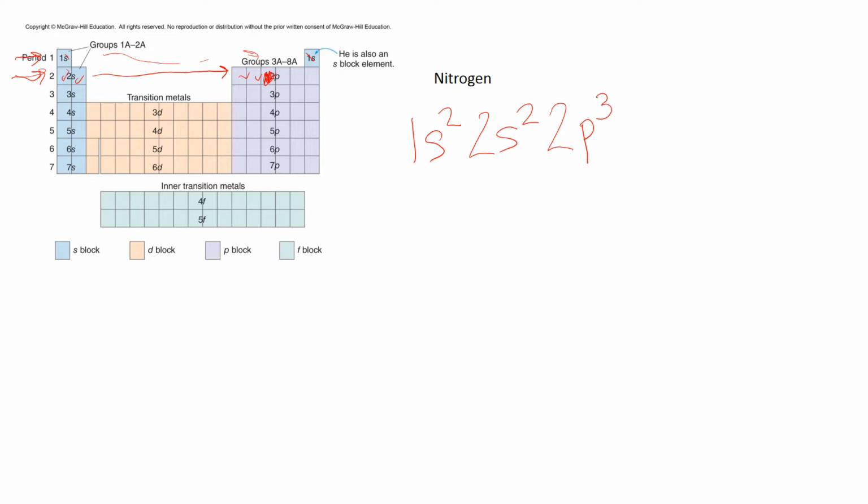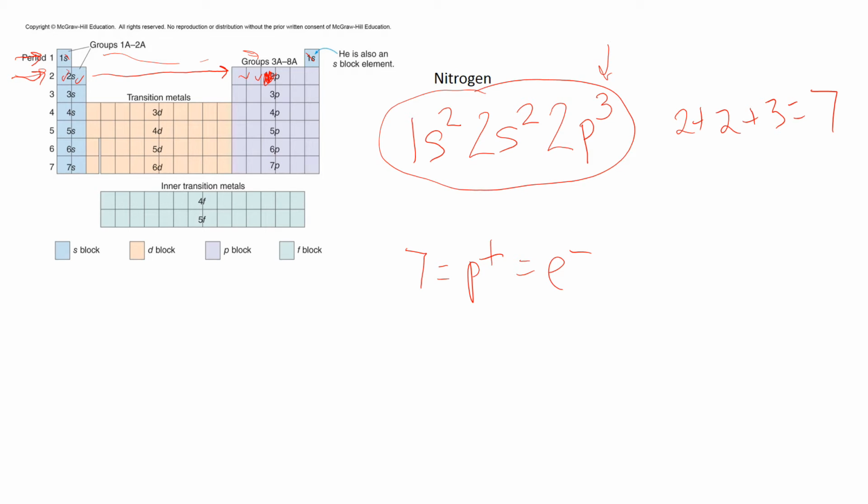If I want to go back and double check, did I account for all my electrons? I can do that by looking at the atomic number of nitrogen. The atomic number is 7, which means it has 7 protons, and because I don't see a charge on there, that also means it has 7 electrons. The small superscript is what tells us how many electrons we have. So if I add those numbers together, 2 plus 2 plus 3, that gives me 7. So I've accounted for all my electrons in nitrogen. So this is your electron configuration.